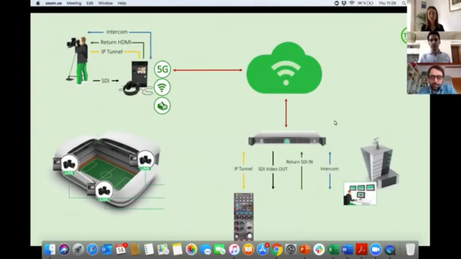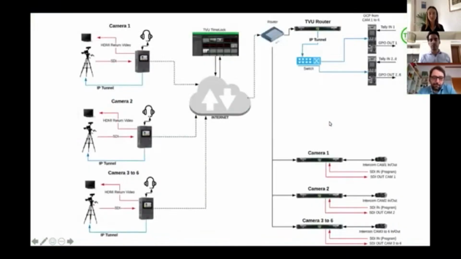So going on, like Oriol just presented you the wireless remote production. This is a more complete workflow where you have multiple cameras connected with intercom, with the receiver at the remote production side, and also the capacity to remotely control the camera and use the IP tunnel to do more things. Oriol, do you want to comment on that diagram, or do you want me to pass?